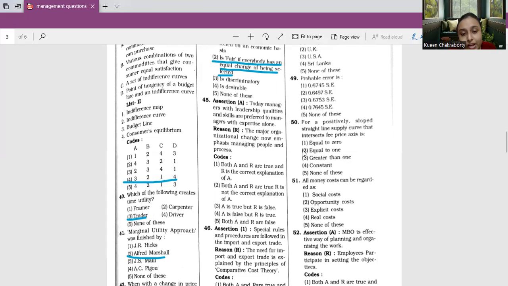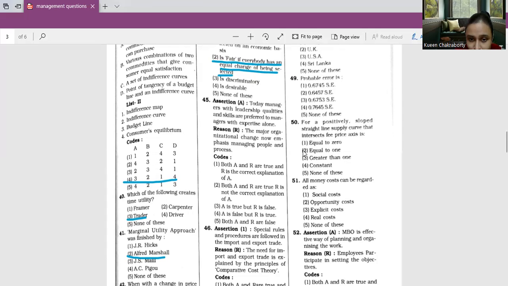So see, today's organizations are more people oriented, right? Instead of product oriented as it was in the previous times. So people are the organization's most important asset. That is what they consider nowadays. Managers today need to have not only work related expertise skills, but also leadership skills so that they can manage such assets successfully, which is the people, right? So accordingly, A is correct. Today, managers with leadership qualities and skills are preferred to managers with expertise alone, right?